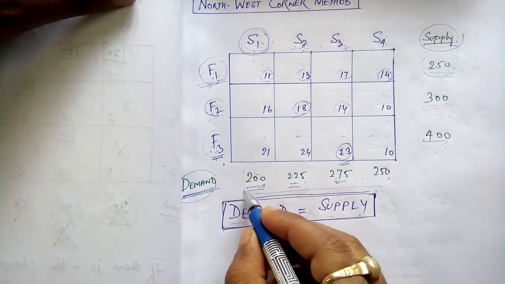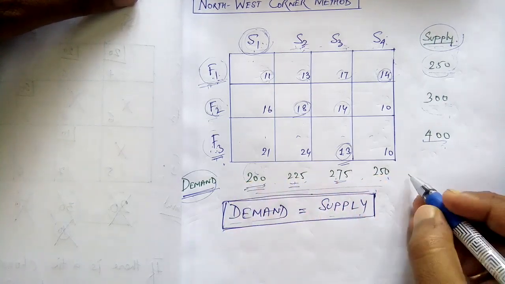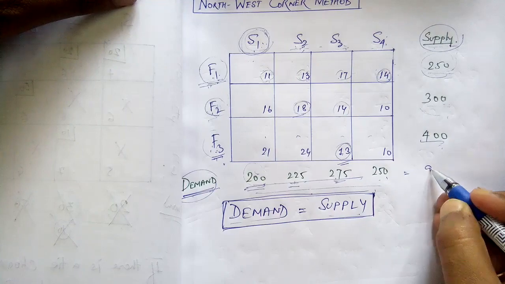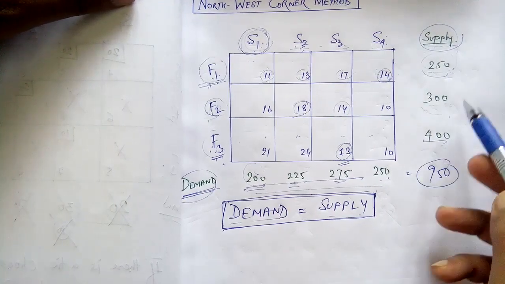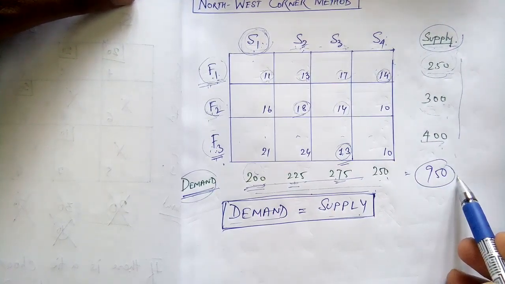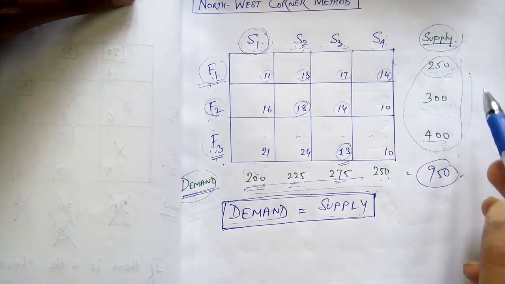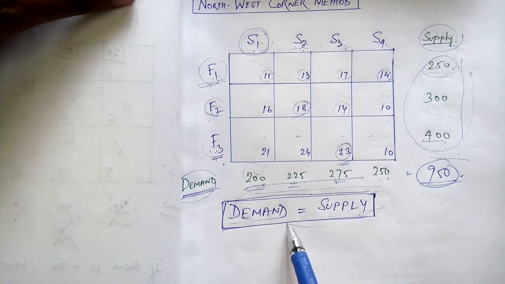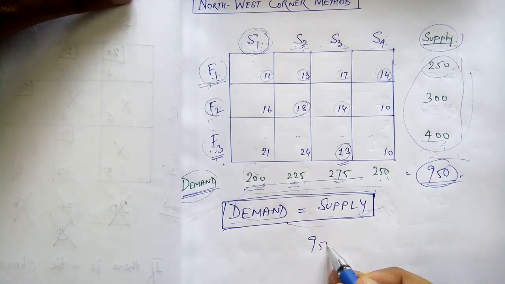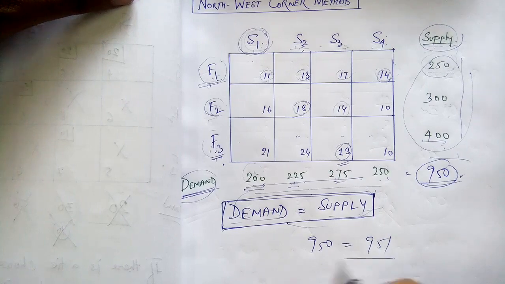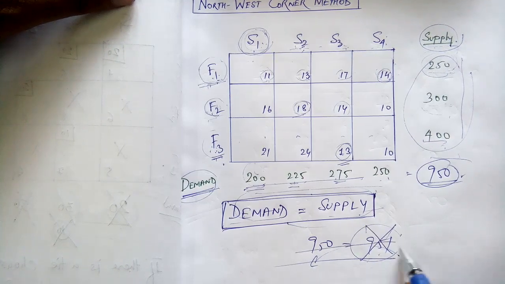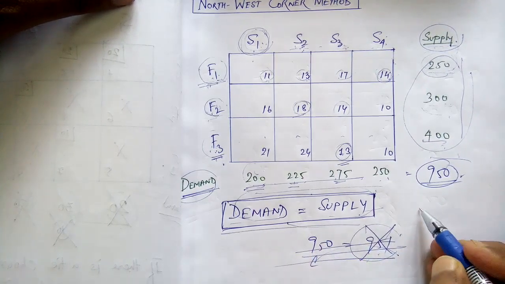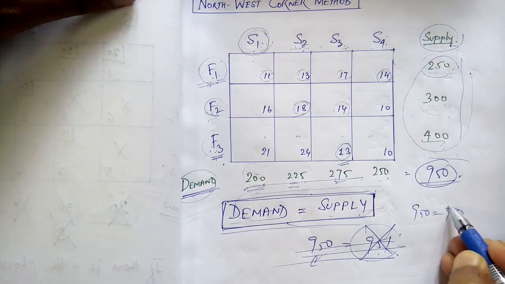Suppose, what is the total demand here? It is 950. Let's check whether the supply matches the demand or not. You add these three values, you will get 950. That means demand equals supply. Suppose demand is 950 and supply is 951. Then you are still fulfilling all the demands, but your supply is one more. We will not consider this case. We will consider that demand and supply are exactly equal.